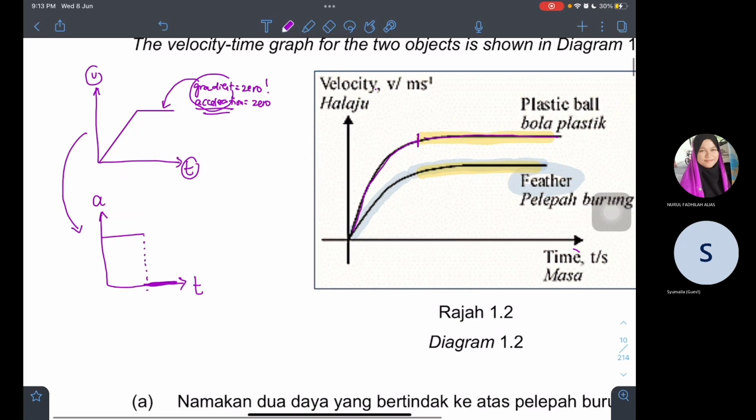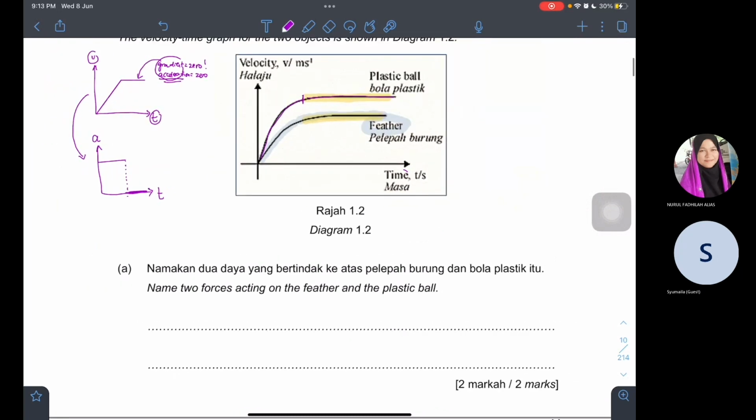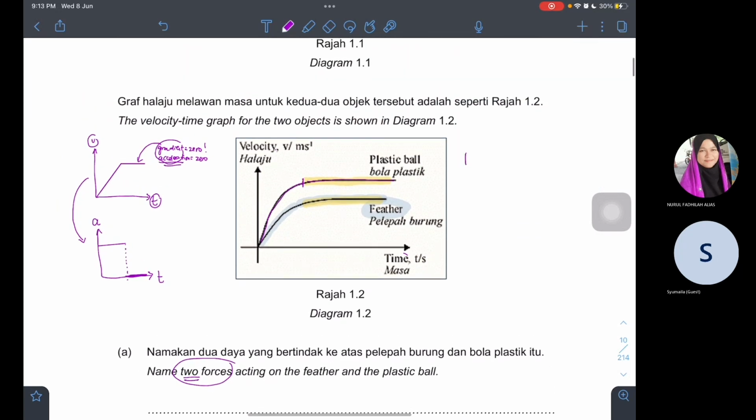Okay, here. What is the first question? The first question asks you name two forces acting on the feather and the plastic ball. So, question asks you two forces. Okay, kita baru belajar tadi, baru sebut tadi topik, subtopik free fall. So, free fall tadi, what's the definition? Kita kata any object that falls only due to gravitational pull. Okay. Alright.